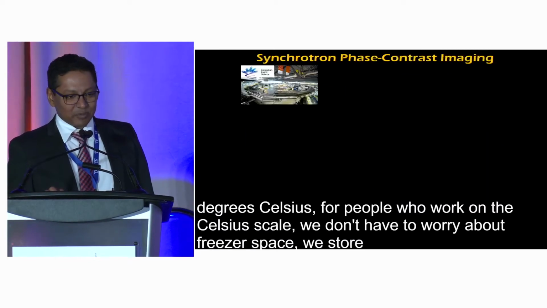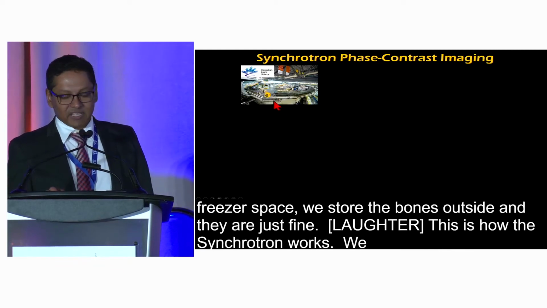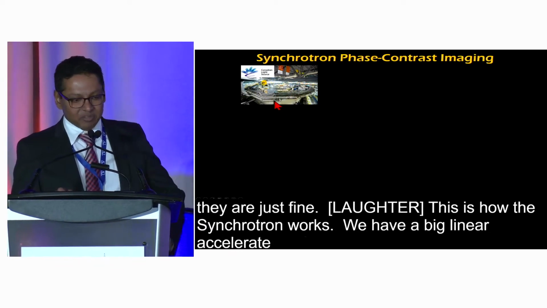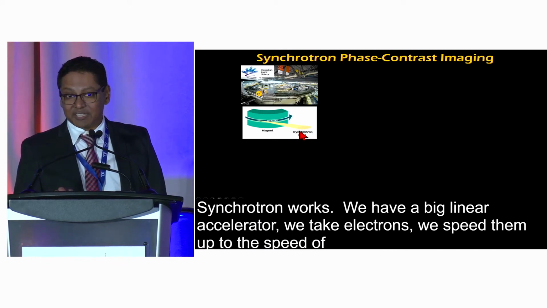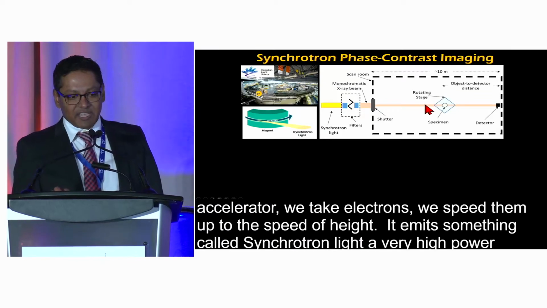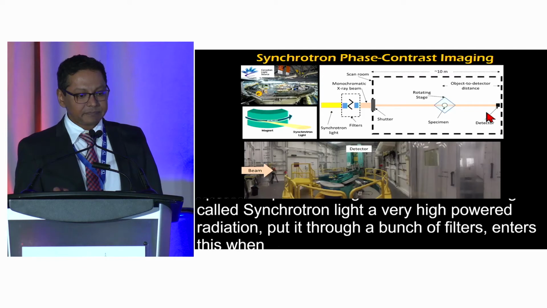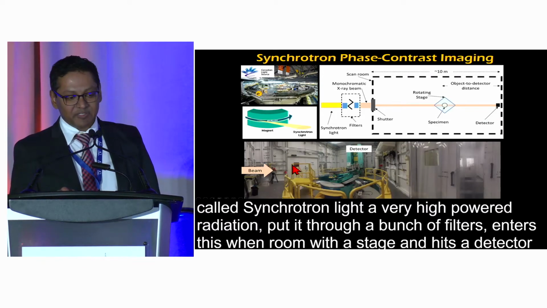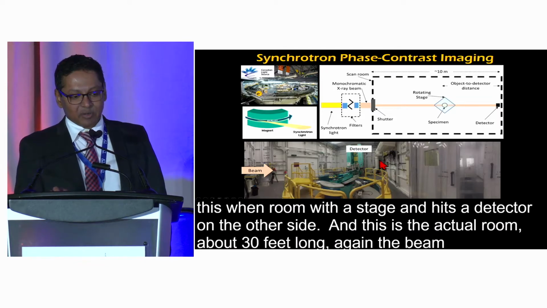So this is how the synchrotron works. We have this big linear accelerator. We take electrons, we speed them up to near the speed of light. It emits something called synchrotron light, which is a very high-powered radiation. Put it through a bunch of filters, it enters this room with a stage, and hits a detector on the other side. And this is the actual room. It's about 30 feet long. Again, the beam comes in, hits the stage, and then goes to the detector.